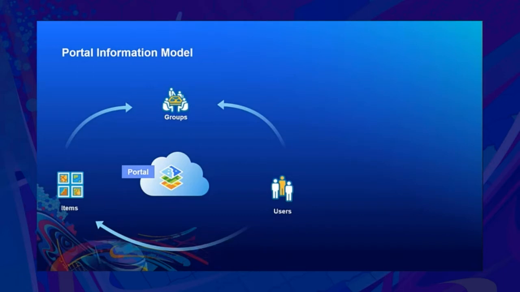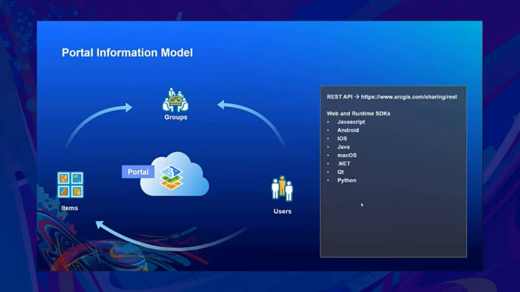And users that are members of groups that items are assigned to are able to access and work with those items that are available. Behind the scenes, this information model is powered by a RESTful API, and that's the URL there that you see. You'd see that in a debugger if you were to open ArcGIS Online and work with it there at your desktop. And you would see various calls to the sharing/REST endpoint there.